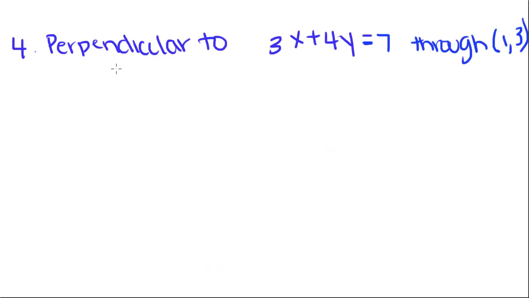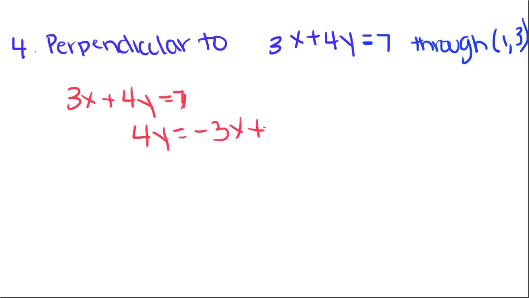In our last example, we want to write the equation of the line perpendicular to 3x plus 4y equals 7 through the point (1, 3). So the first thing we're going to do is convert this to slope-intercept form. So 4y is equal to, we're going to move the 3x over and we're going to divide by 4, so y equals negative 3/4 x plus 7/4. So we have a slope of negative 3/4.